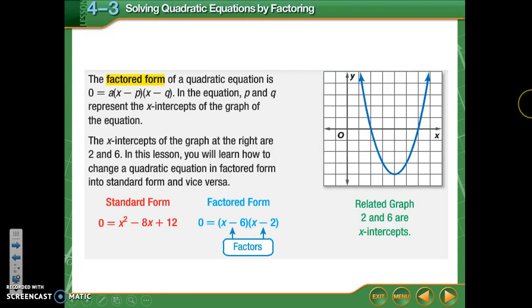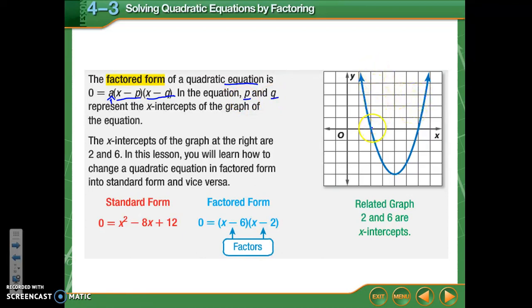So what is factored form? We talked about this yesterday as well, but the factored form is when I write my quadratic equation equal to 0, and then on this side I have everything written as factors. So sometimes there's a constant out in front that's called our a value that determines, remember, if the parabola opens up or down, if it's wide or narrow. And then I have my different factors. So here x minus p is one factor and x minus q is another factor. In those factors, p and q represent the x-intercepts of the equation.